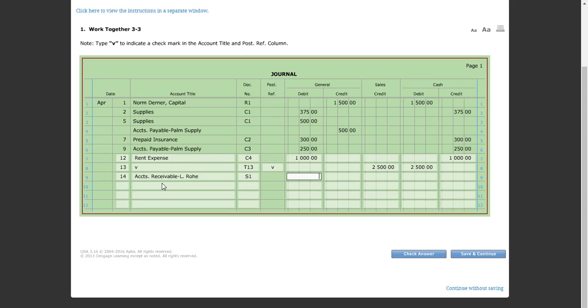So in this example, basically, I just gave L Road a golf lesson, and she's going to pay me later. That's what they're saying there. So accounts receivable is going to be debited under the general column, and sales is going to be credited.